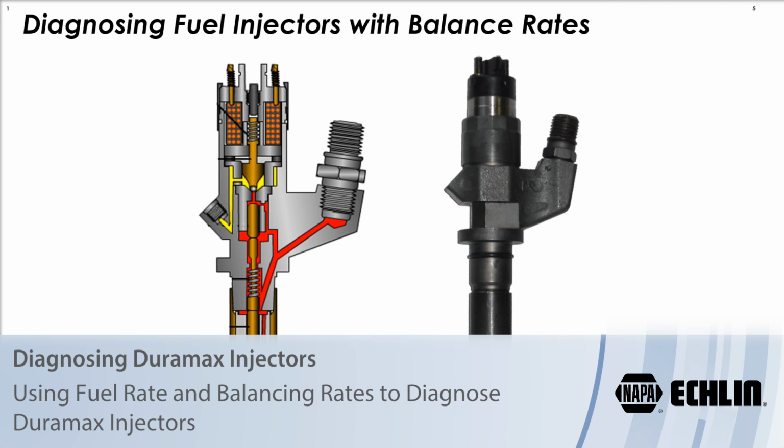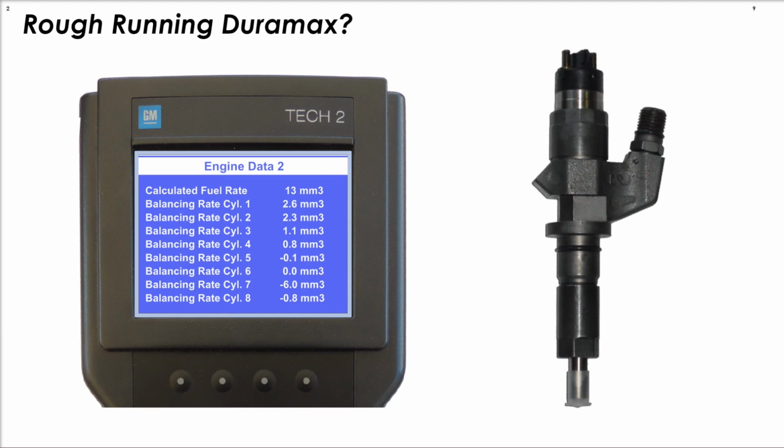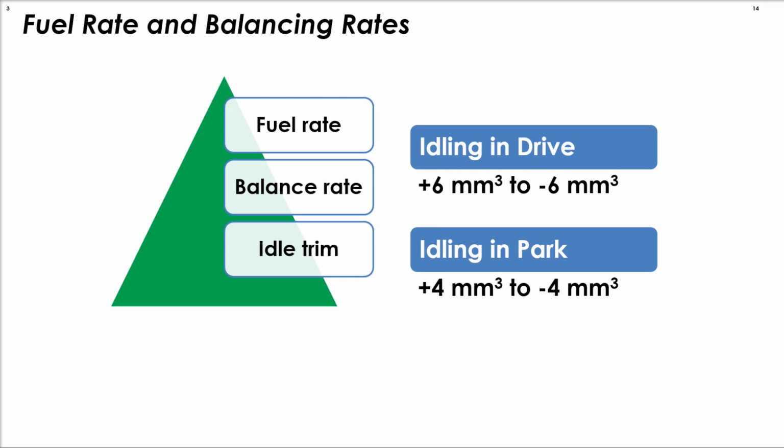Diagnosing Duramax fuel injectors using balance rates. If you have a rough running Duramax with recently replaced fuel injectors, it is very unlikely you have 8 bad fuel injectors. A proper understanding of the fuel and balance rate PIDs can help isolate the problem to specific injectors that are causing the fault. Balance rates trim the fuel to the cylinders so that they produce the same amount of power at idle.